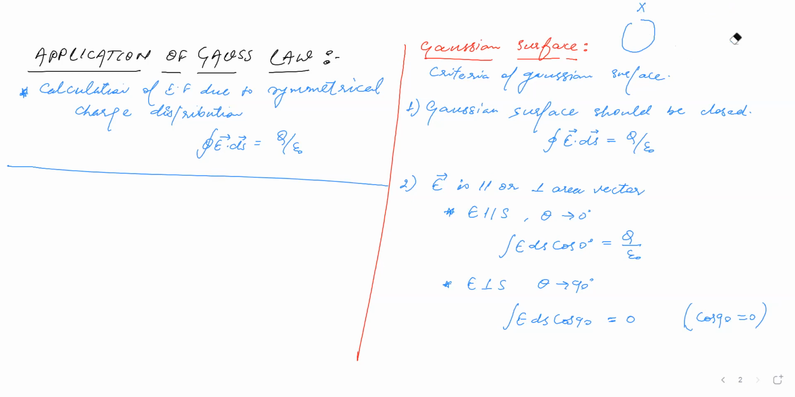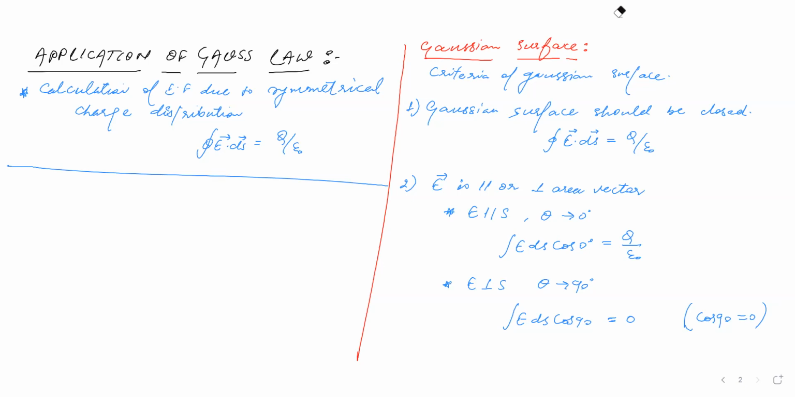Remember, it doesn't matter what the configuration, shape or size of the Gaussian surface is, but it matters whether it is open or not. Because we already know Gauss's law, there is no particular type of shape described. Any type of surface you can take as a Gaussian surface, but the most important condition is that it should be closed.